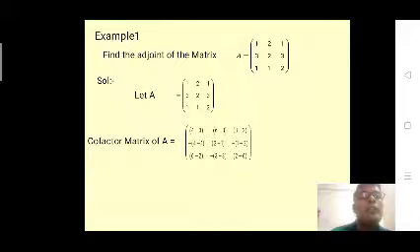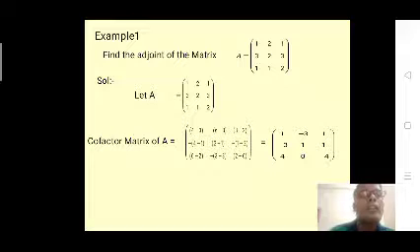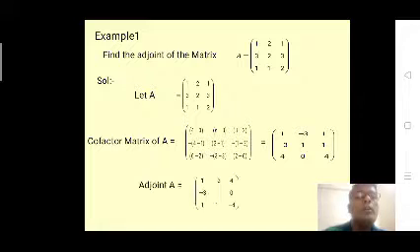For the third element 1, in the first row and third column, 1 plus 3 is 4, which gives a positive value. The remaining is 3 into 1 minus 1 into 2. So we find the cofactors of all the remaining elements. We get minus of (4 minus 1) and (2 minus 1), minus of (1 minus 2), (6 minus 2), minus of (3 minus 3), (2 minus 6). That is equal to [1, -3, 1; -3, 1, 1; 4, 0, -4].